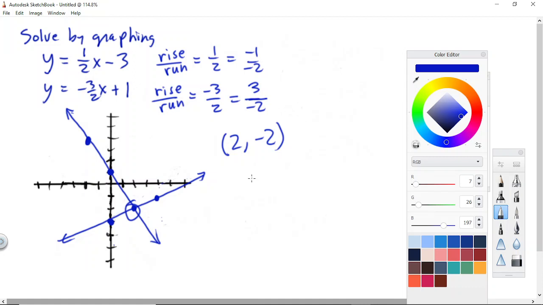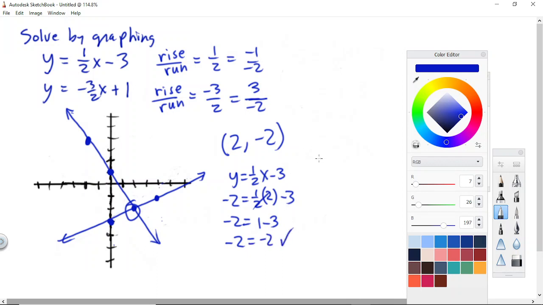So let's look at the first equation. We can copy it down right here. Plug in for y and x. -2 for y. For x, we put in +2. We see if that's true. -2 equals, and that cancels, 1 minus 3. -2 equals -2. That is true.